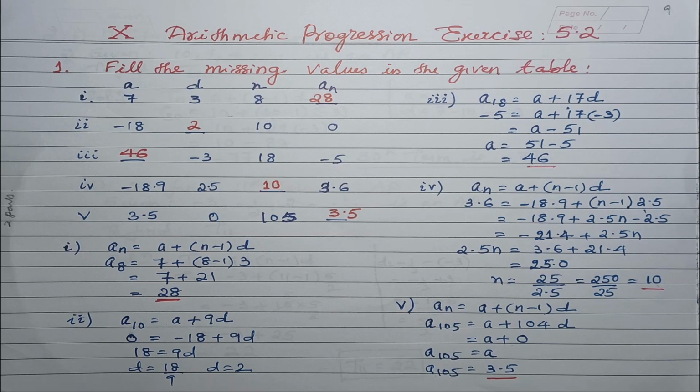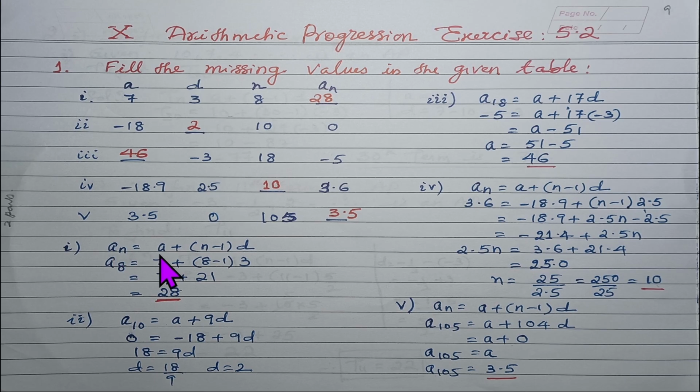Welcome to MRL. In this learning session, we will learn the solutions of exercise 5.2 of the arithmetic progression chapter of the 10th NCERT CBSE textbook. So let us begin with the first example. In the first example, we are given a table and we have to find those which are not given in the table.